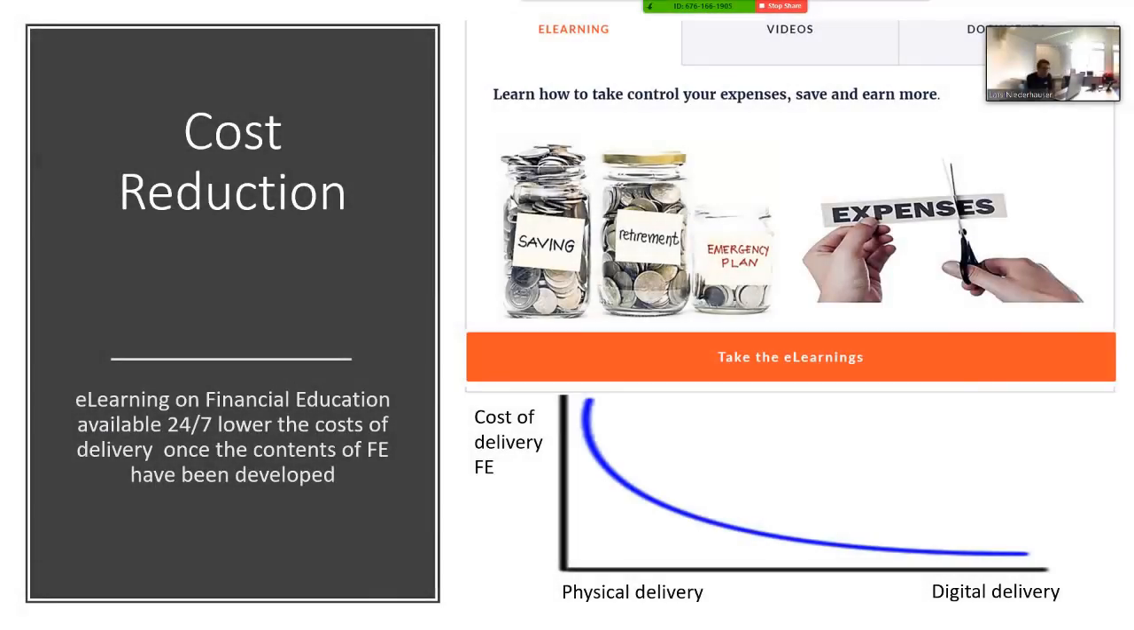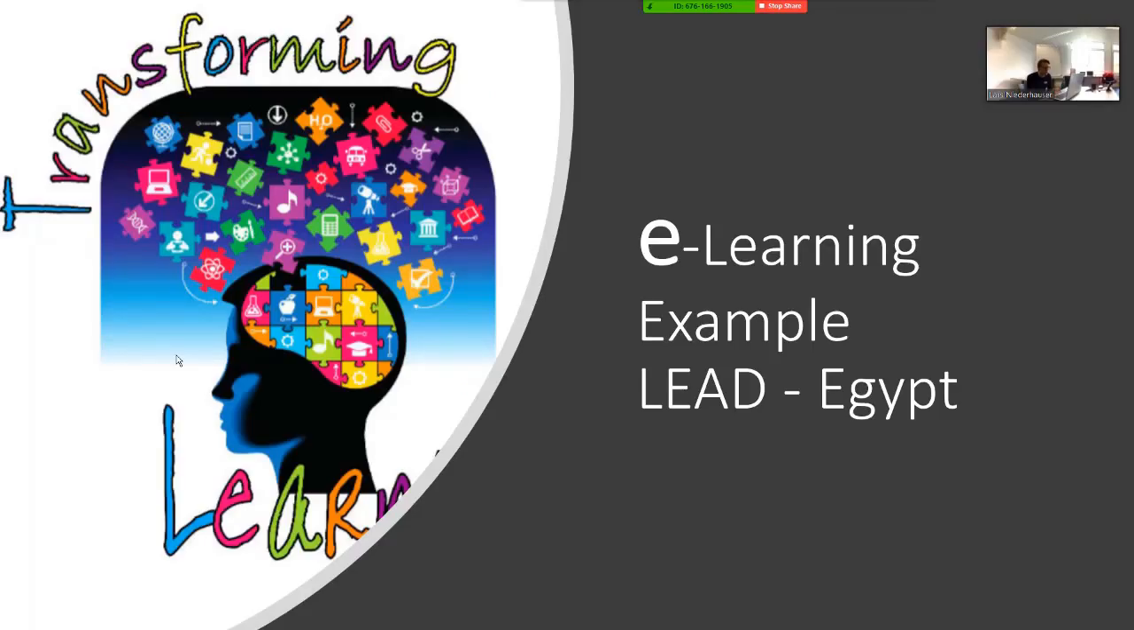After we see this, we will see also a short video on e-learning, how it works. It's an e-learning that has been developed for LEAD in Egypt. The most important aspect of the e-learning is that it's standardized, it's available 24 hours a day, 7 days a week, and it lowers significantly the cost of providing the training once the content has been developed and put online. So the key advantage of e-learning is standardization, cost reduction, and availability 24 hours a day, 7 days a week.